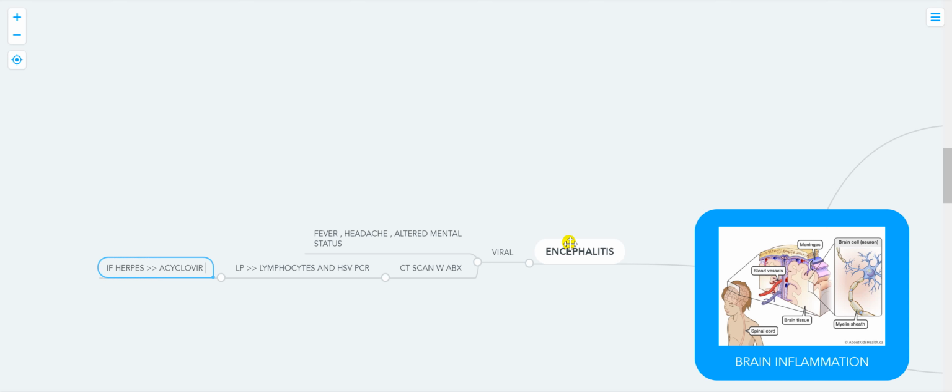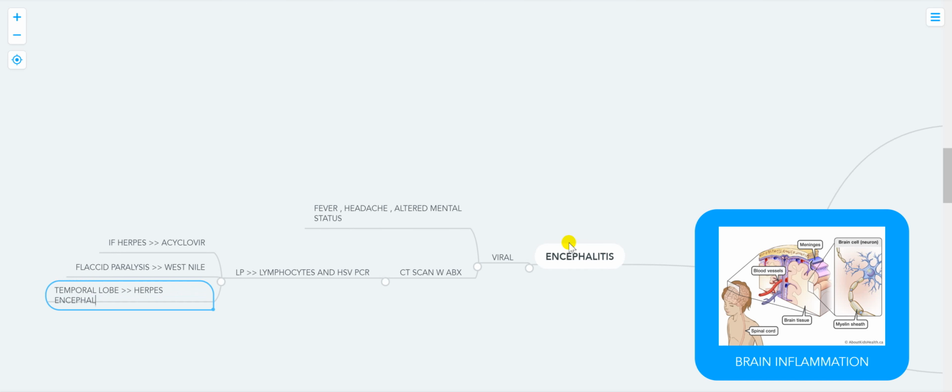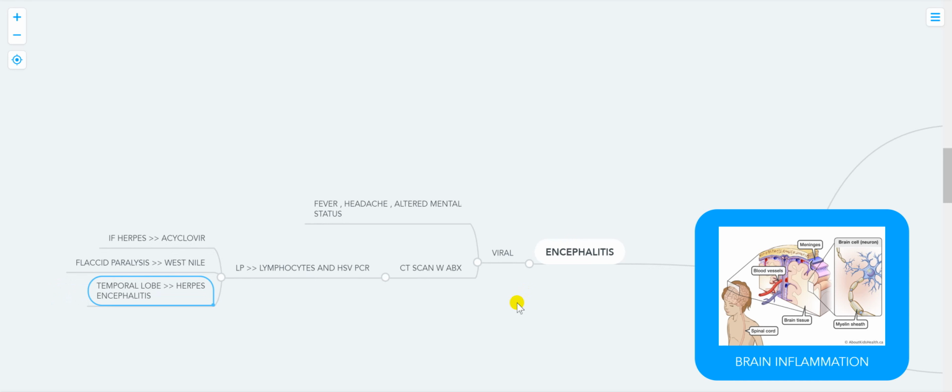If there is a flaccid paralysis, then this is West Nile virus. If it's a temporal lobe infection, then it could be herpes encephalitis. So these are basically how you manage encephalitis.